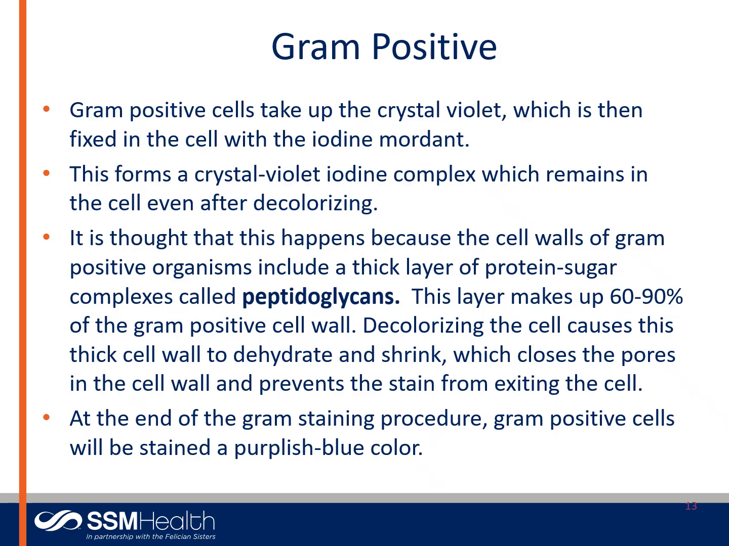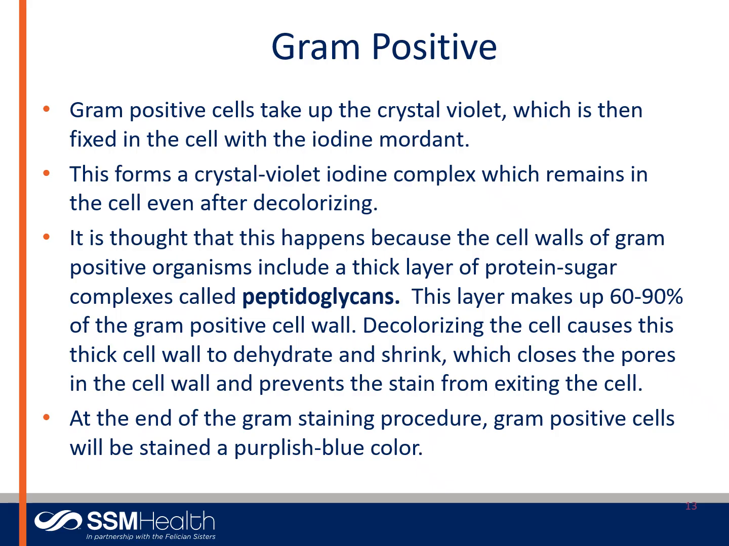So we're going to discuss gram-positive organisms. The gram-positive cells take up the crystal violet, which is then fixed in the cell with the mordant, iodine. We discussed this when we talked about the process of gram staining. So this mordant, this crystal violet iodine complex, remains in the cell even after decolorizing.